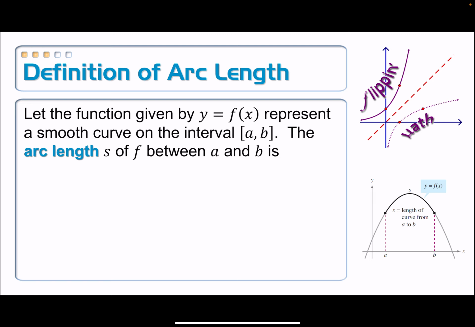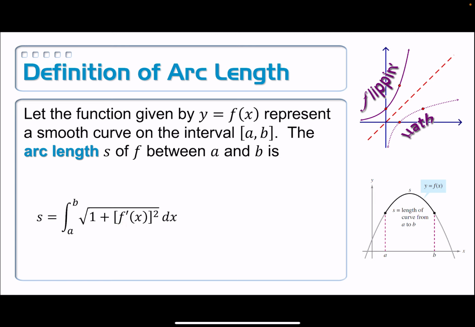Definition of arc length. Let the function given by y equals f of x represent a smooth curve on the interval from a to b. So smooth curve, it'll be on here on the screen in just a minute, just basically means that your derivative is continuous. The arc length s of f between a and b is this definite integral that we just derived. So s is equal to the definite integral from a to b of the square root of 1 plus the derivative squared with respect to x.